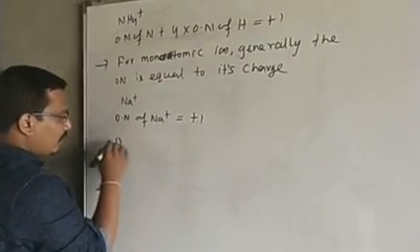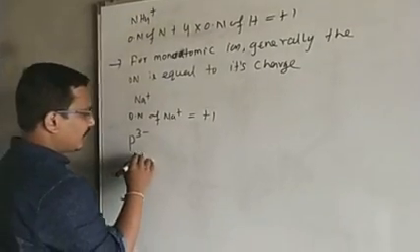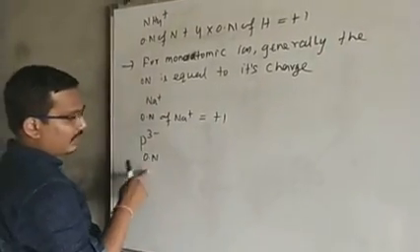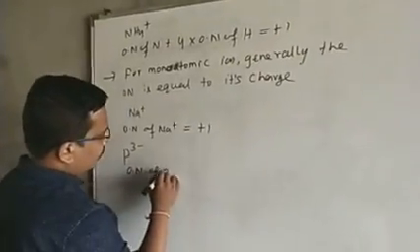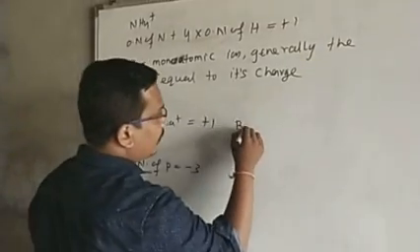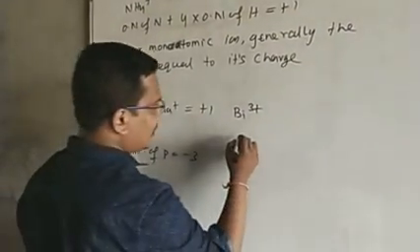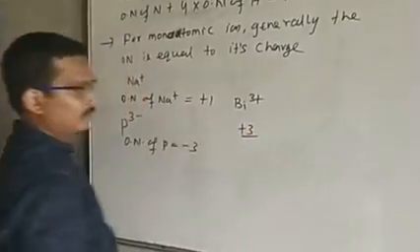Suppose you think about P3 minus, it is a monoatomic ion. The oxidation number of phosphorus is minus 3. Suppose think about Bi3 plus. What is the oxidation number of Bi3 plus? That is plus 3.